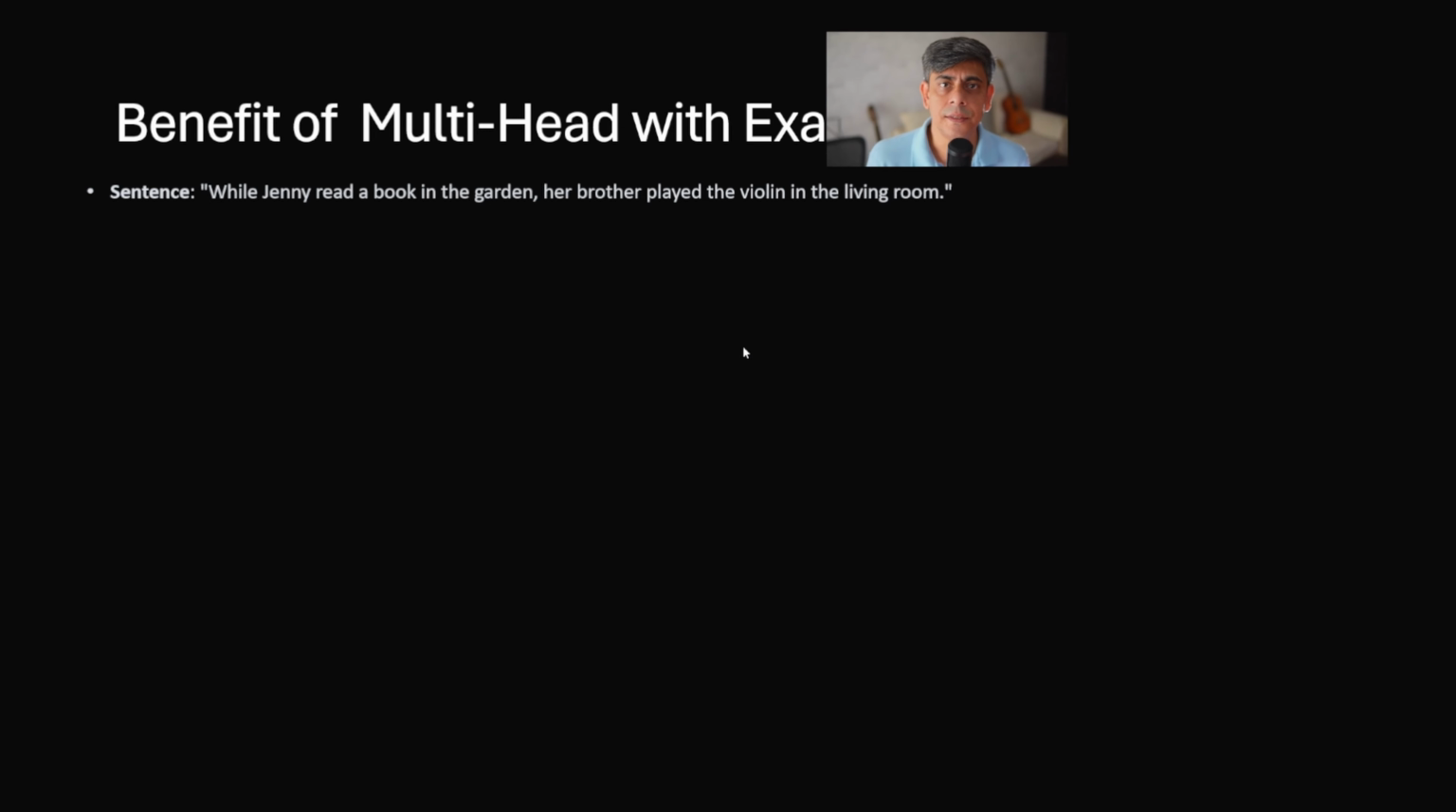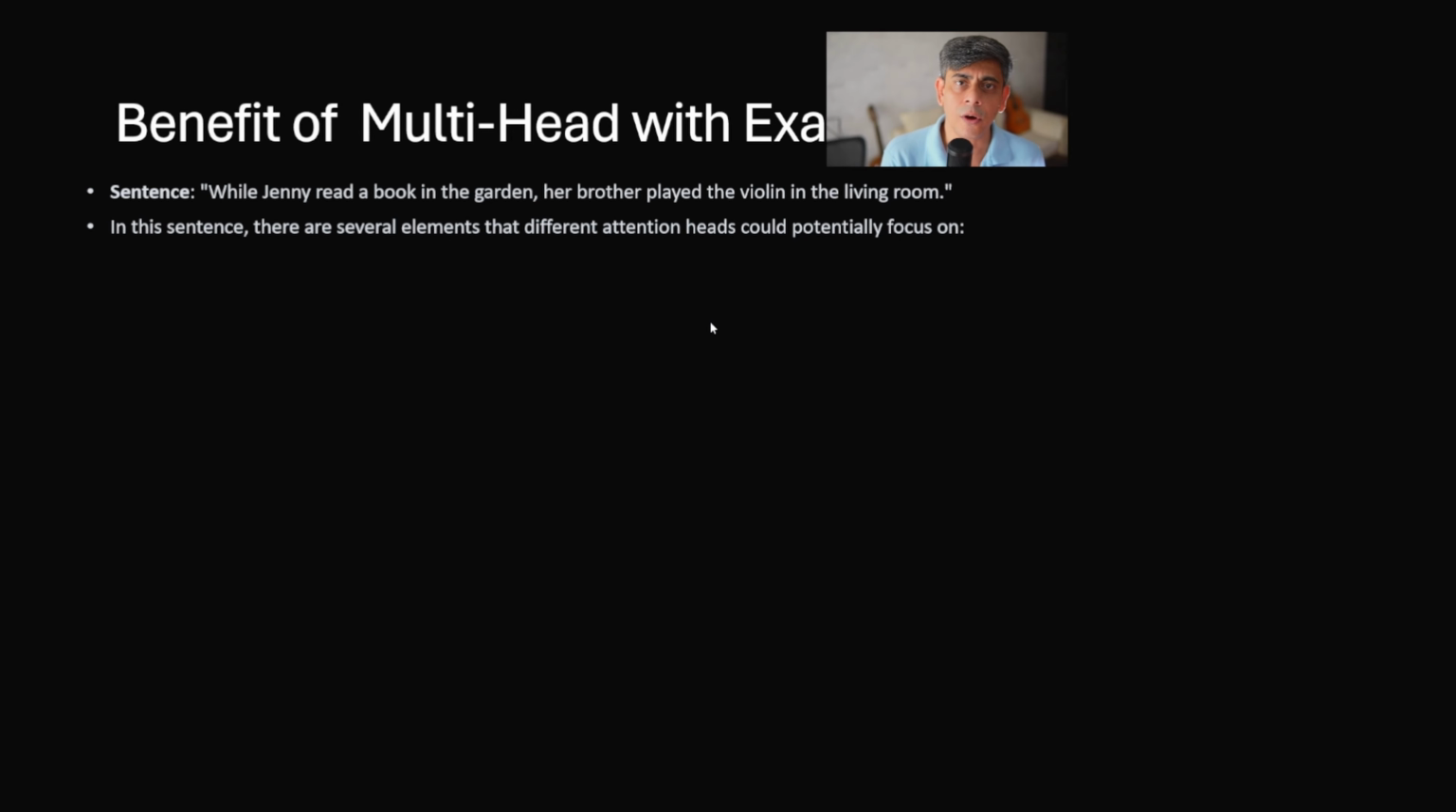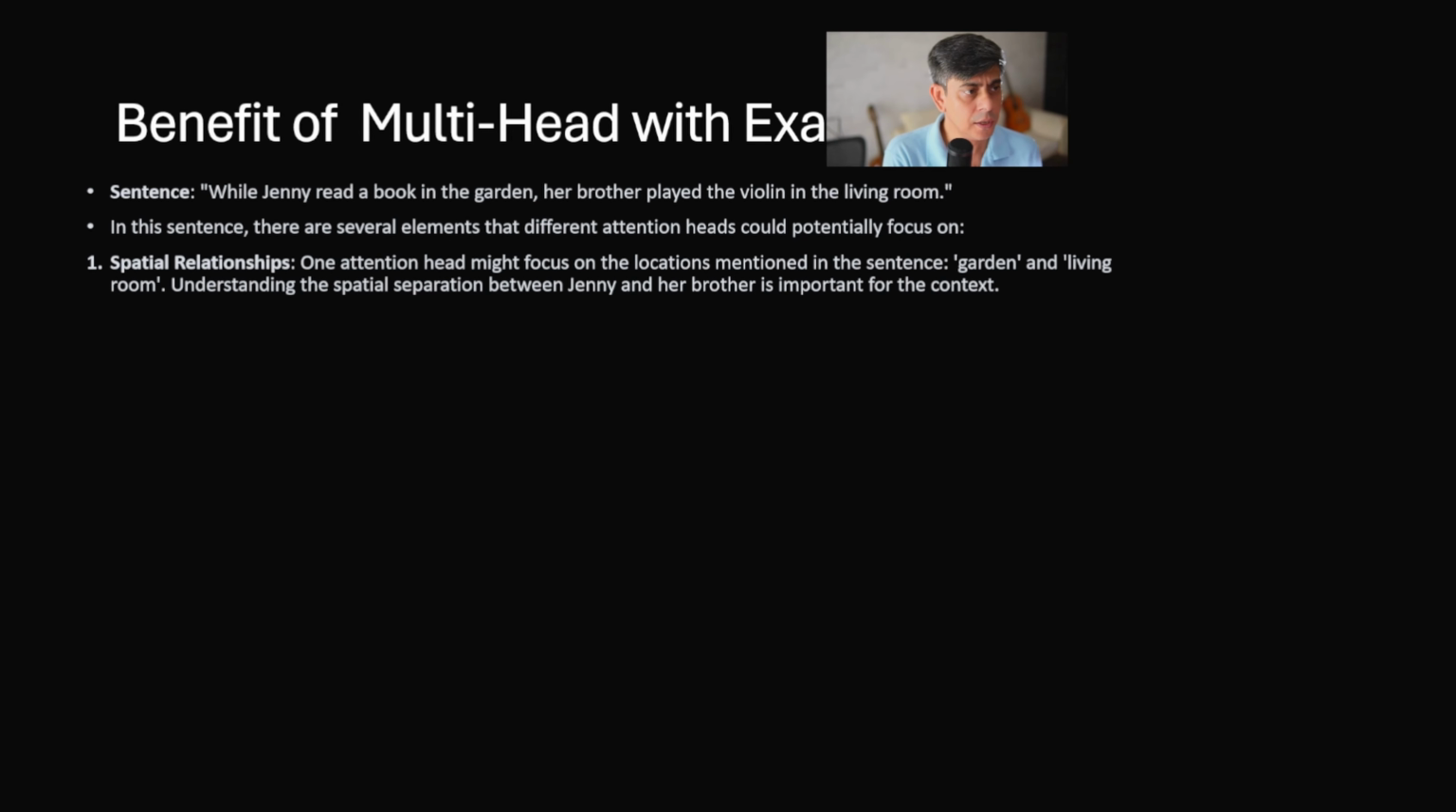So let's consider that we have this sentence: while Jenny read a book in the garden, her brother played the violin in the living room. Now there are several things going on in this one single sentence, right? The first thing which is happening is a spatial relationship. One is in the living room, another is in the garden. So one head will be able to understand how they're placed, the spatial relationship.